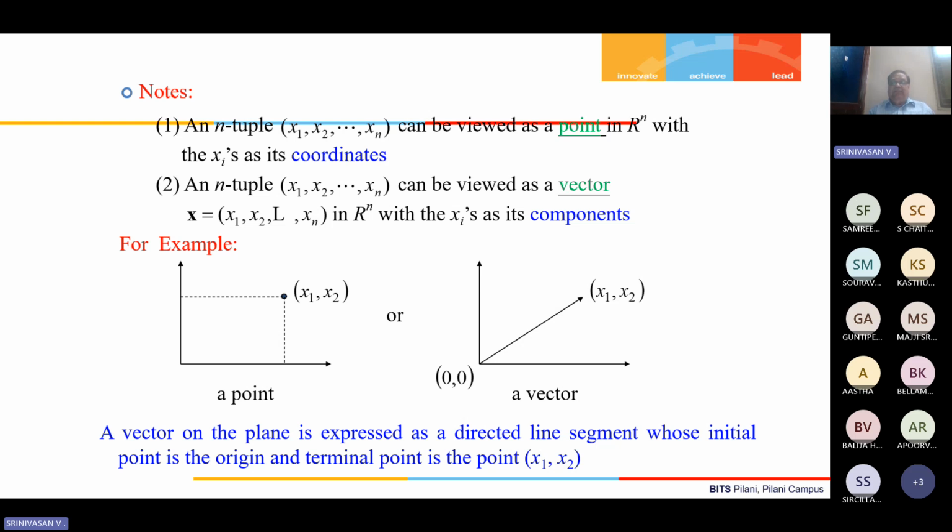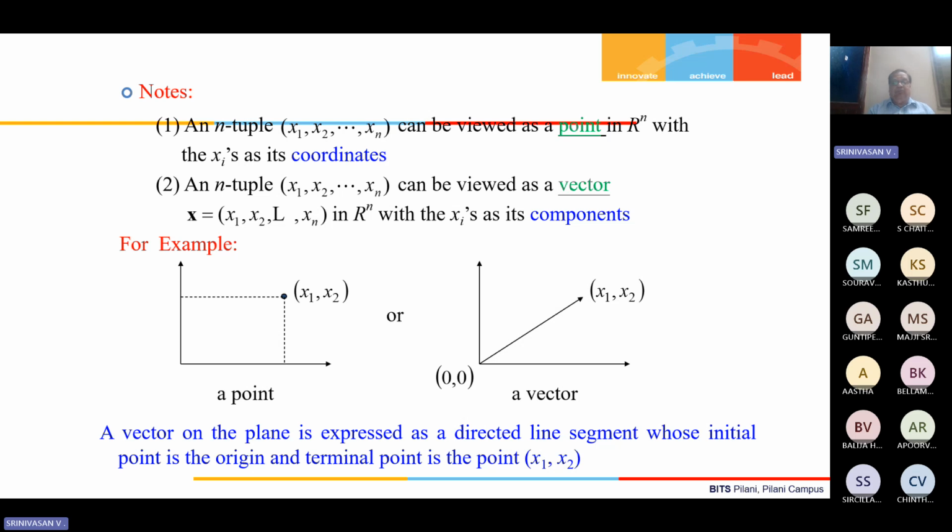You just write them as components, which is actually a row matrix or a vector. In that sense, the entries are called components. For a point in space, they are viewed as coordinates. That is how you differentiate between a point in space and a vector. Suppose you have x1, x2, x3. It's an ordered triple, or a three tuple, a point in R3, whereas the same can be regarded as x equal to x1, x2, x3, a vector, where x1, x2, x3 are its components.